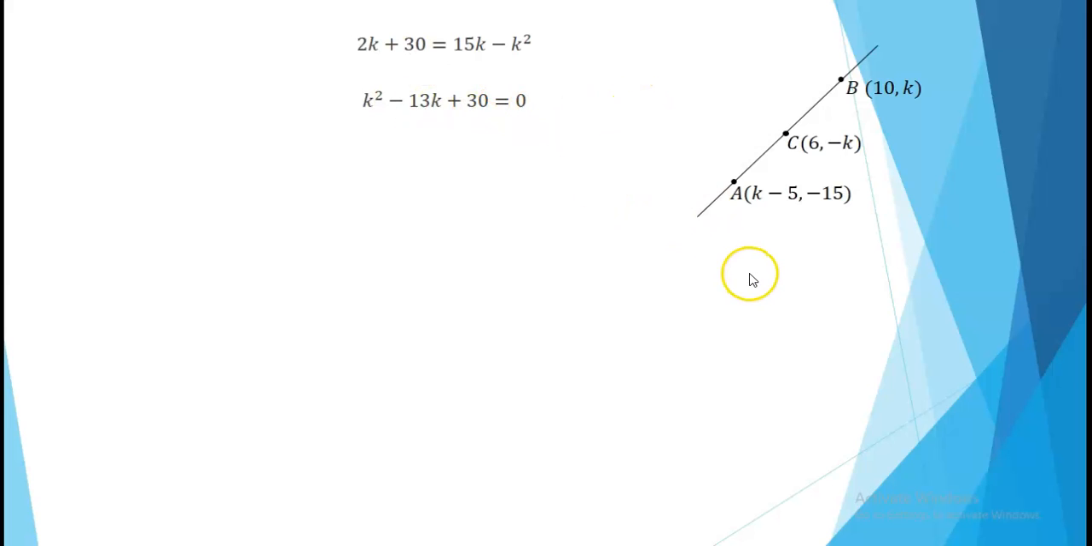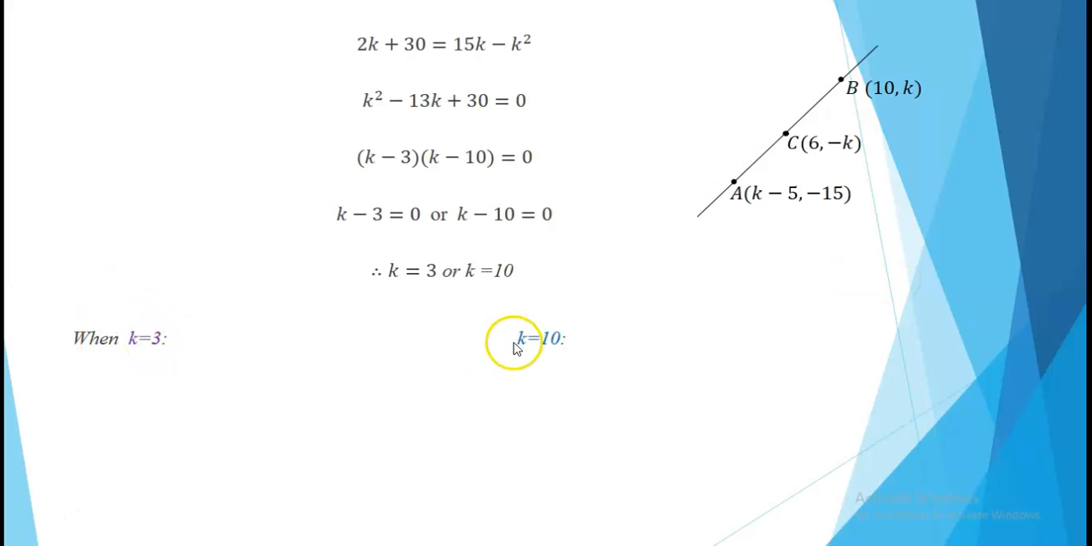And now we factorize. So factors of 30 are 10 and 3. And using those factors, we'll have k minus 3, k minus 10, all equal to 0. So this means that k minus 3 has to be 0, or k minus 10 has to be 0. So therefore, k equals 3 or k equals 10 are our solutions.